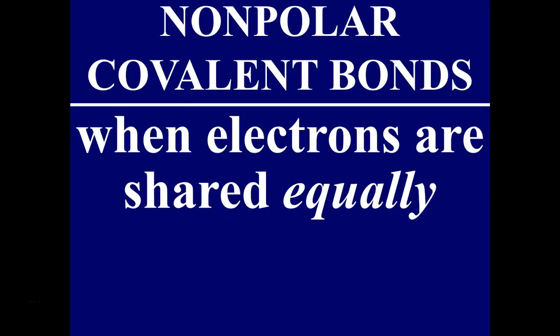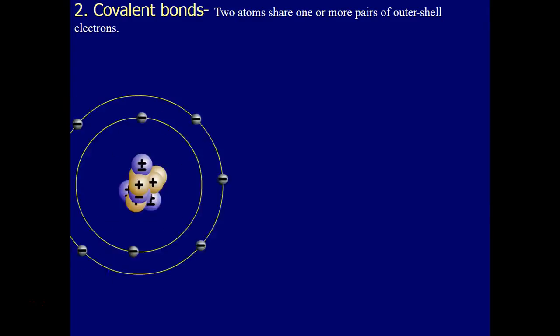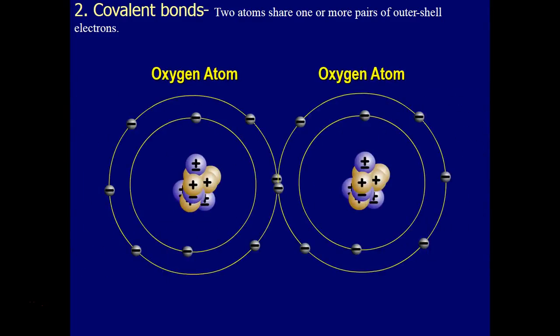There are two kinds of covalent bonds, either polar or nonpolar. Nonpolar is when the electrons are shared equally, such as a hydrogen molecule or a chlorine molecule. Two atoms share one or more pairs of outer shell electrons, and if they're pulled equally toward the opposite nucleus, then it's a nonpolar covalent bond.